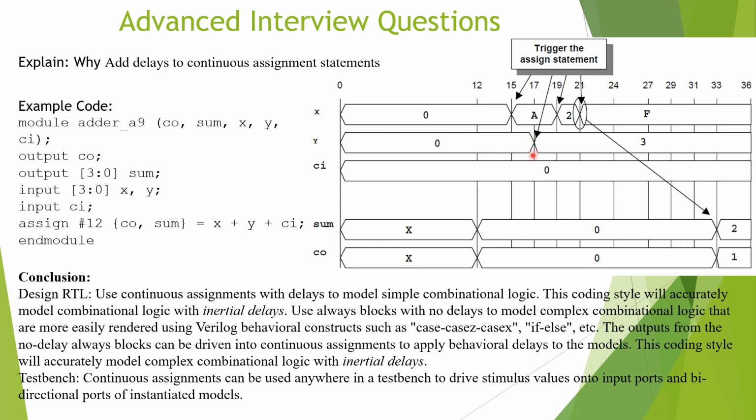So we can see that the output is settling only after the last change in the input, which is at time 21. So this behavior matches the actual logic gates behavior. This is the best way to model the behavior of combinatorial logic. So in conclusion, when you're designing RTL, use continuous assignments with delays to model simple combinatorial logic. This coding style will accurately model combinatorial logic with inertial delays.